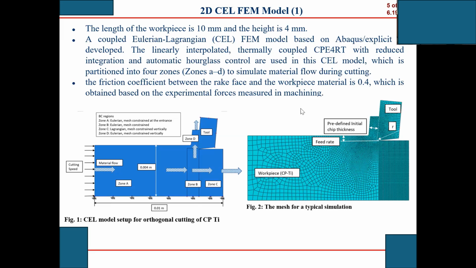So in this case, you can see the length of the workpiece is 10 millimeters, but we use meters, because the meter is the standard unit, and we use the meter in our simulation because Abaqus itself does not have any units. It is the responsibility of the researchers to specify the units and make sure these units are consistent. And so a coupled Eulerian-Lagrangian FEM model based on Abaqus/Explicit is developed.